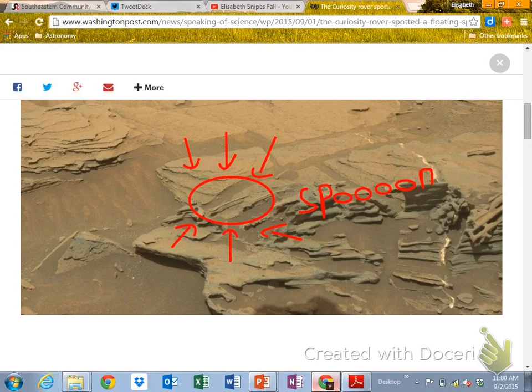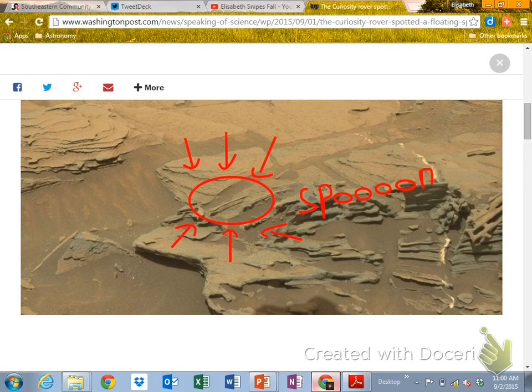Did anybody else see this? This was pointed out to me. On the planet Mars, NASA has several rovers. The latest rover is Curiosity. And Curiosity got this image of a feature on Mars. It's the floating spoon.